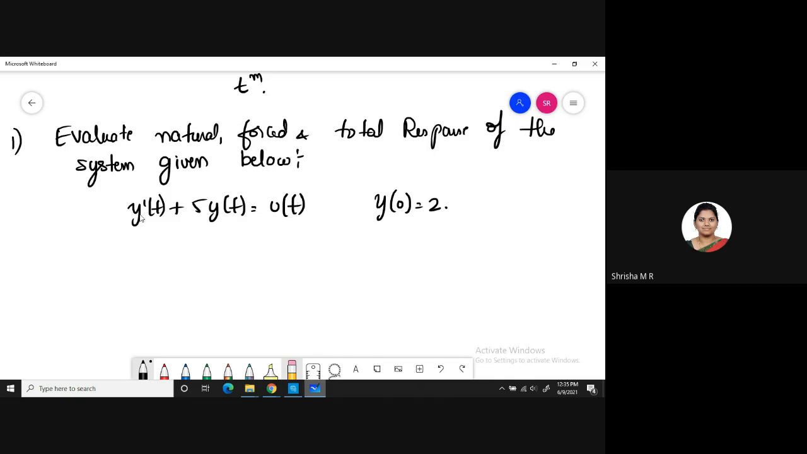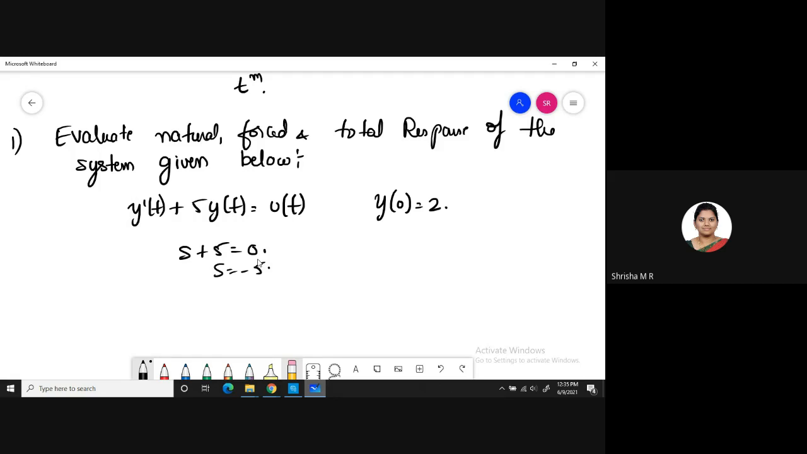So this is the characteristic equation. So what is the characteristic equation? Can I write it as S plus 5 is equal to 0? Shall we take like this? S plus 5 is equal to 0. This is first order. So y dash of t plus 5 y of t is equal to u of t. So the characteristic equation is S plus 5 is equal to 0. So S is equal to minus 5 you get.